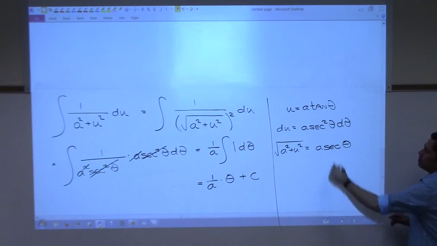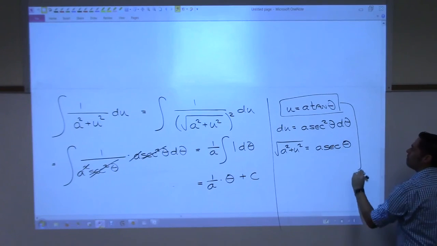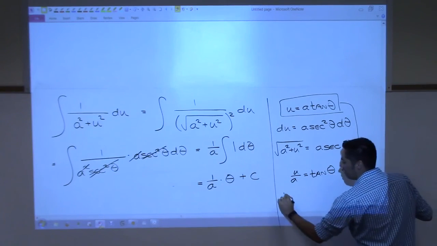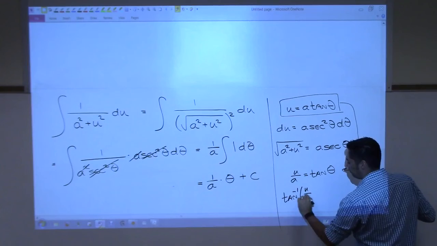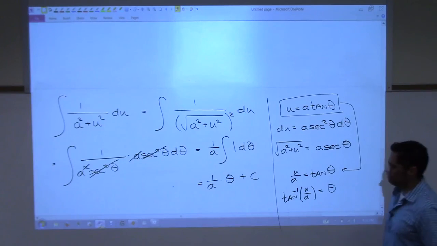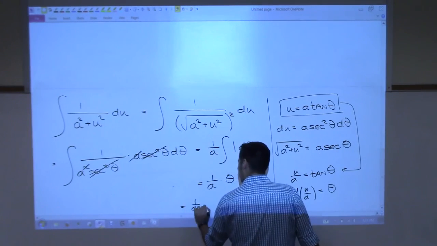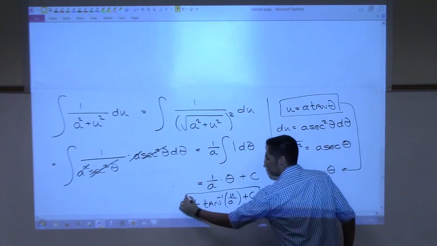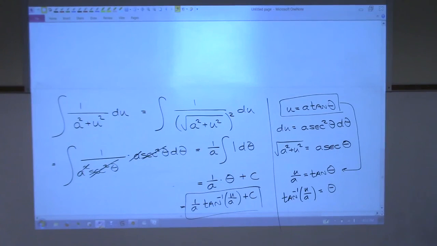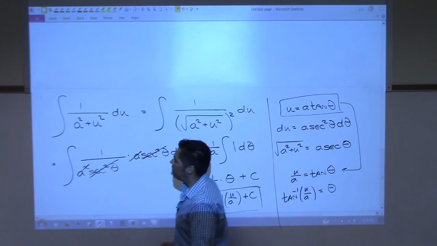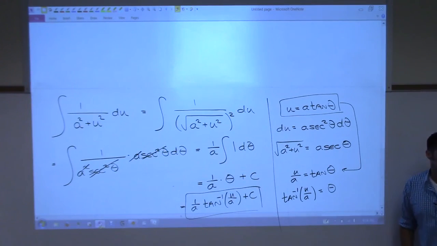Now, what's theta? You have to go back to this. u over a is tan theta. So take arctan on both sides, and you get theta is arctan of u over a. And that's it. 1 over a arctan of u over a plus c. That's the formula. That's where most of those formulas on your formula sheet come from. Most of the ones that involve radicals or perfect squares that are either being added or subtracted together like this, the formula is created using trigonometric substitution.